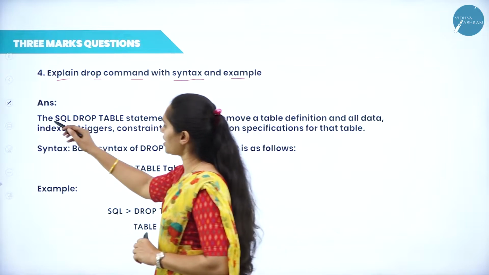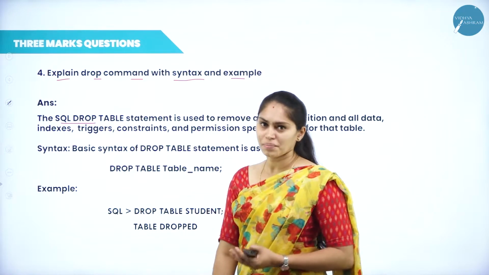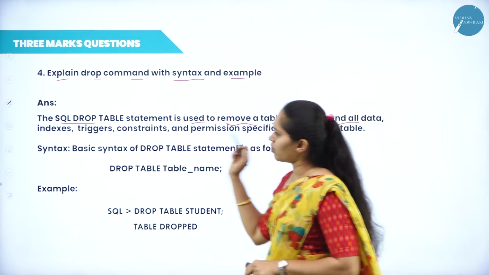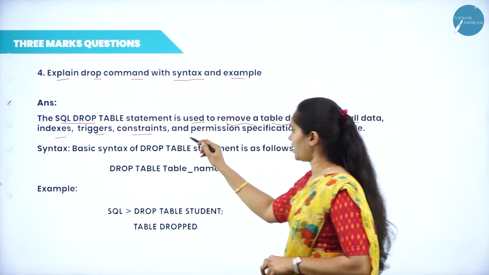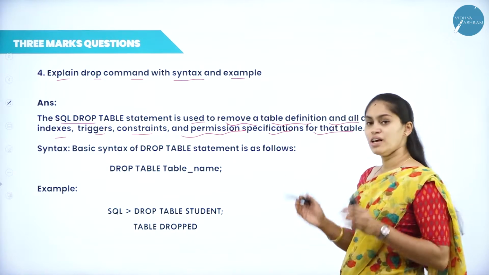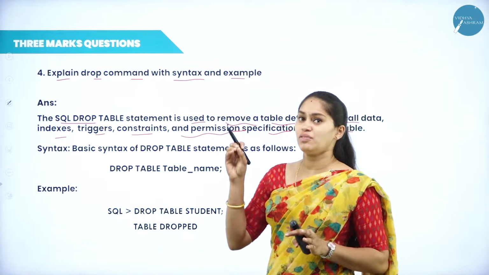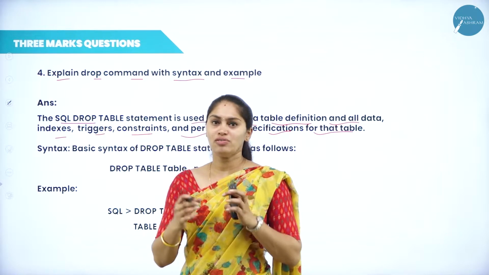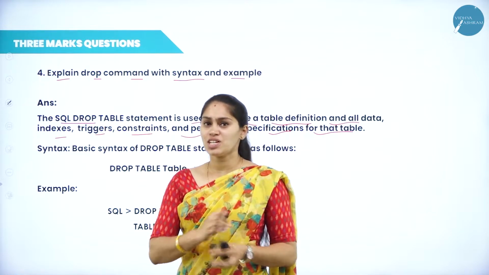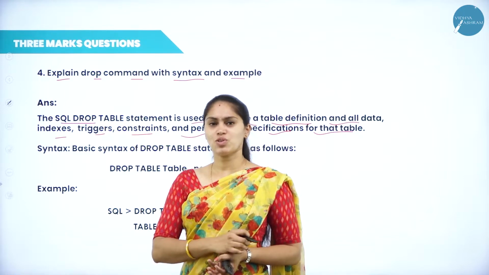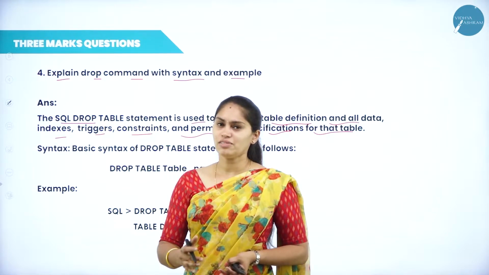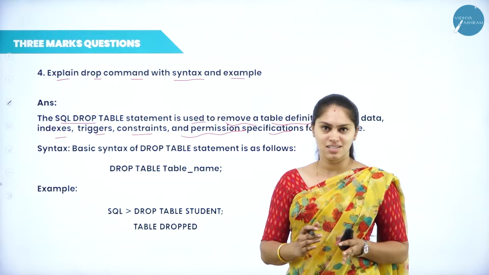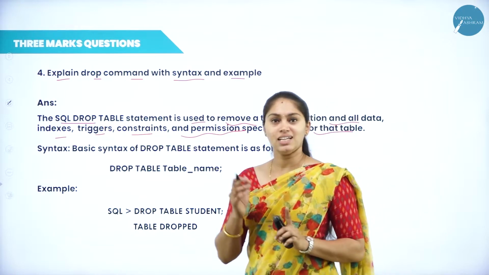So why are we going to use this drop table or drop command or drop statement? It is used to remove a table, definition and all the data, indexes, triggers, constraints and the permission specification for that table. So there is a difference between delete and drop. Delete in the sense I will just remove the content of a table. Drop in the sense what? I'm just going to demolish that, or remove the content of all the file, all the indexes, views which are related to that file from the database itself. That is the difference between delete and drop.